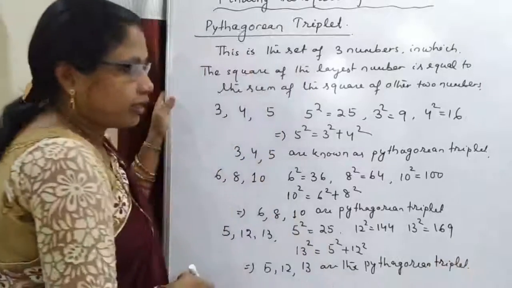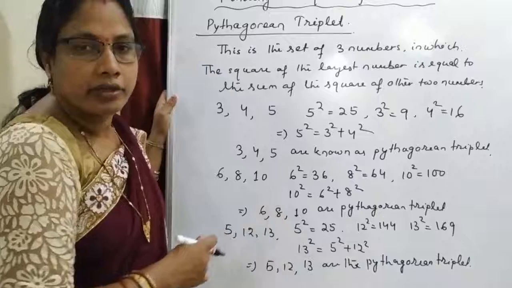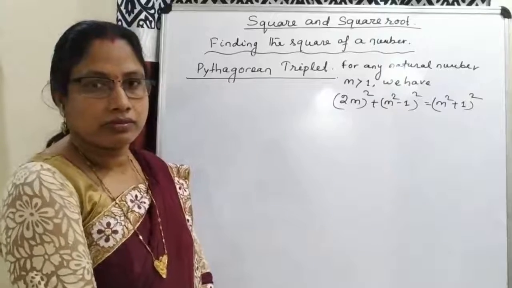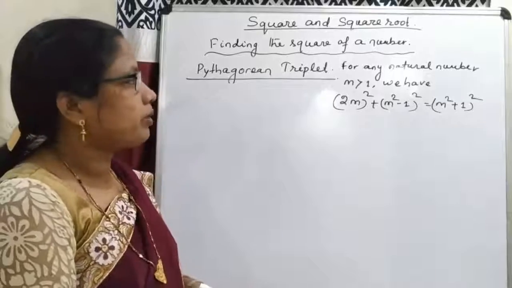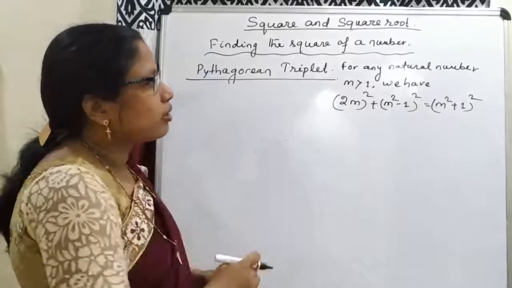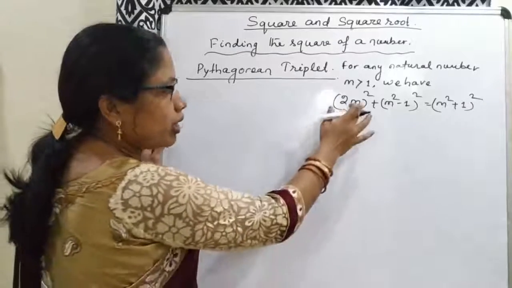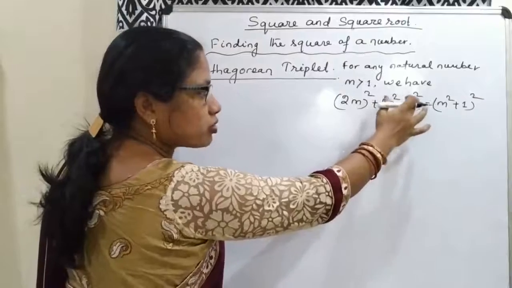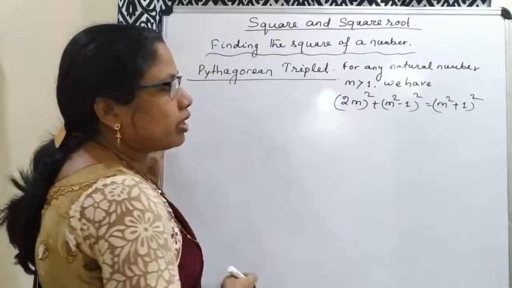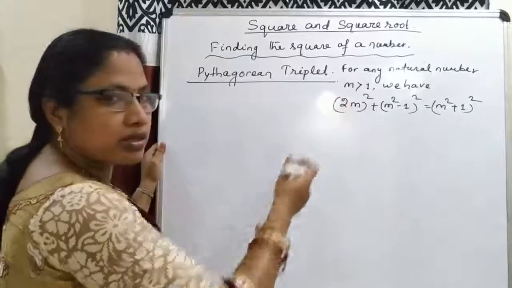So let us find what is the general rule for a Pythagorean triplet. Here we have to generalize the Pythagorean triplet. For any natural number m greater than 1, we have (2m) whole square plus (m square minus 1) whole square is equal to (m square plus 1) whole square. So let us verify whether it is correct or not.